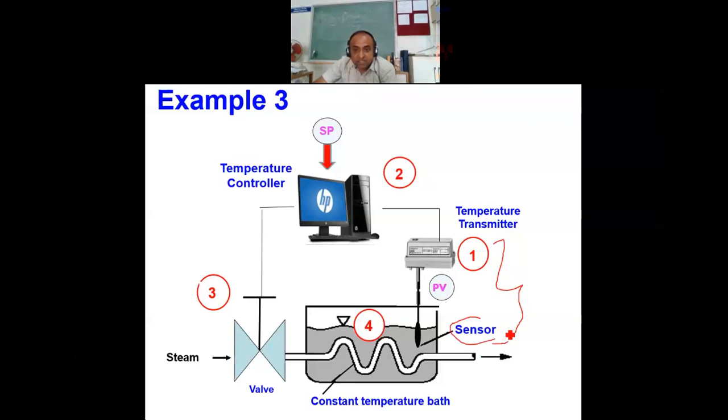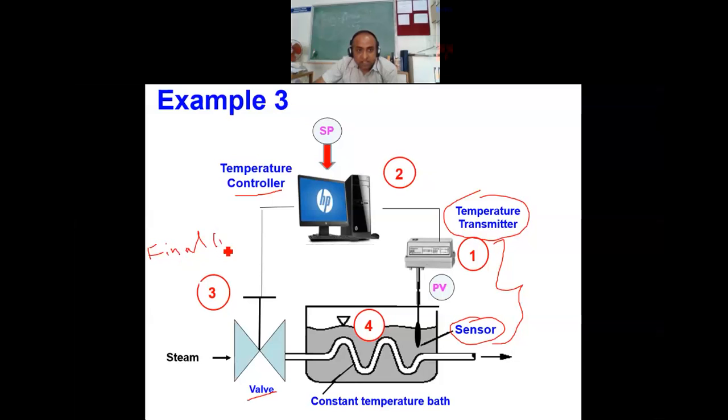So it has a sensor to sense. Then it has a transmitter to transmit the signal. So what is the second one? Second one is a controller. What is third one? Third one is a valve. Usually that valve we call it as a final control element.